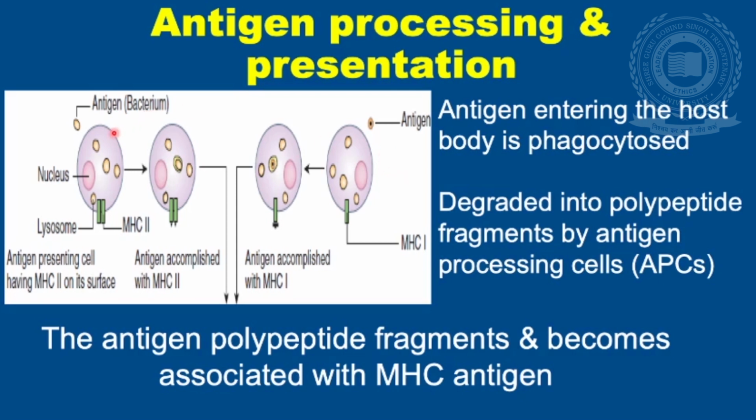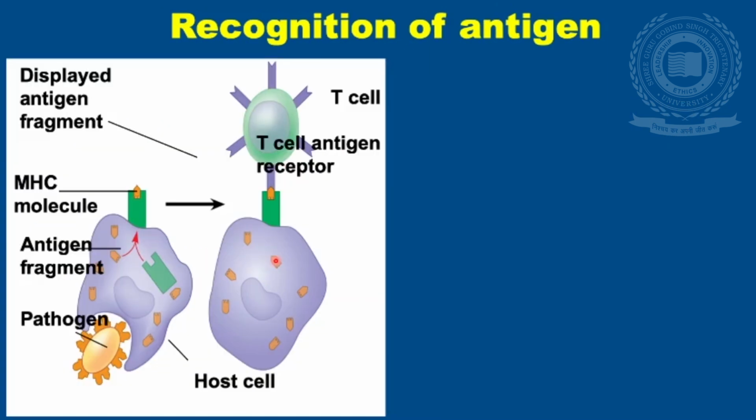First is processing of the phagocytosed material. For example, if the antigen is a bacterium, this is accomplished by combining with MHC class II antigen. Second is processing of the antigen derived within the cell. For example, if the antigen is a viral antigen that is synthesized in the infected cell, it is processed by combining with the MHC class I antigen.